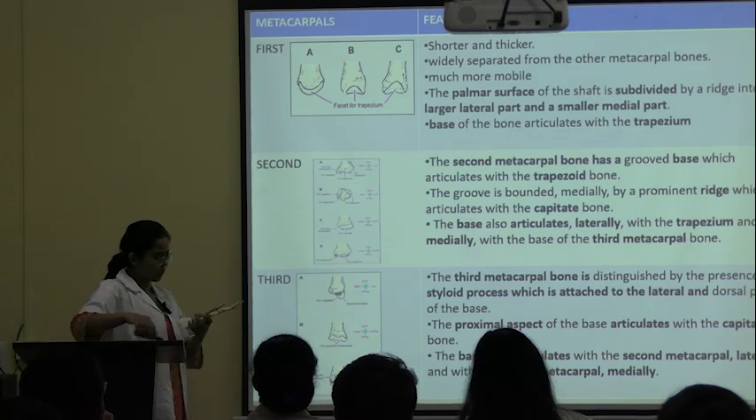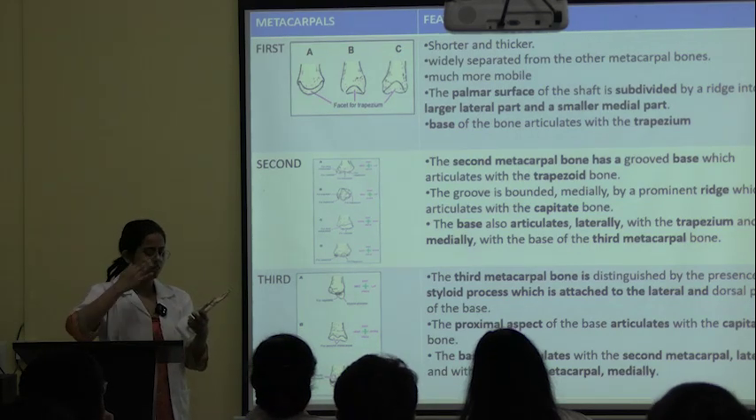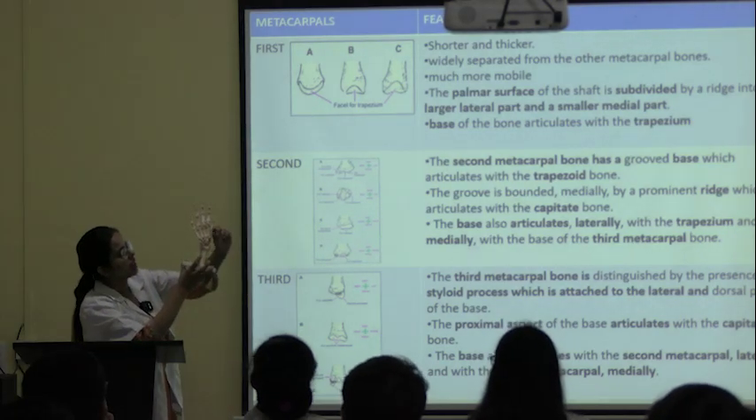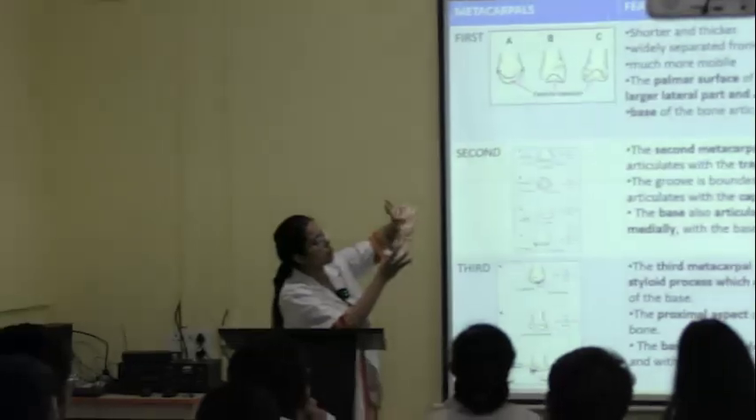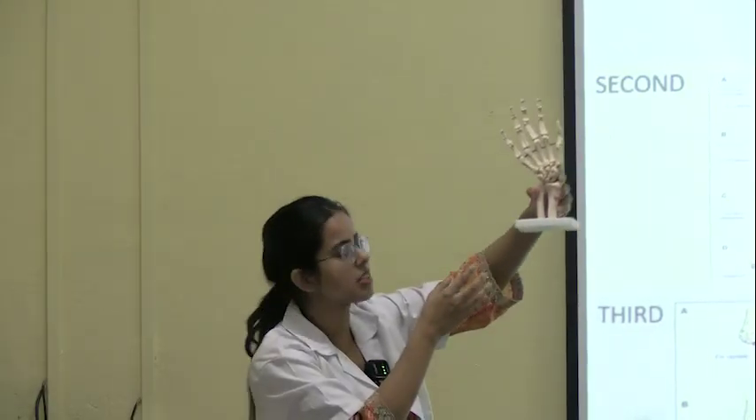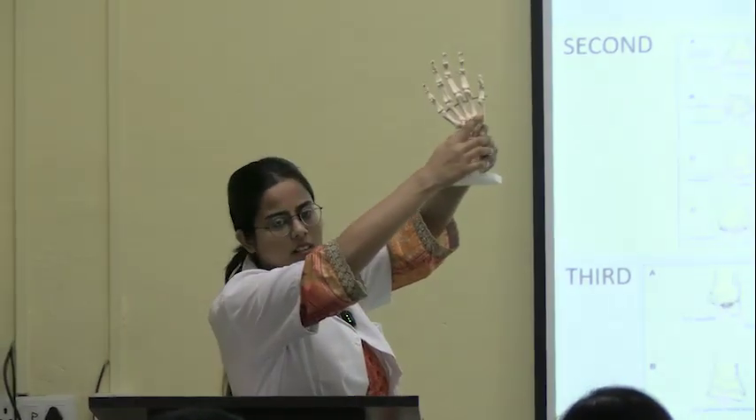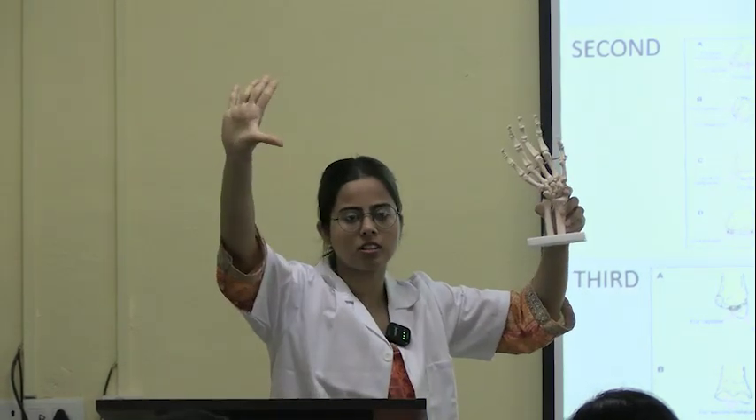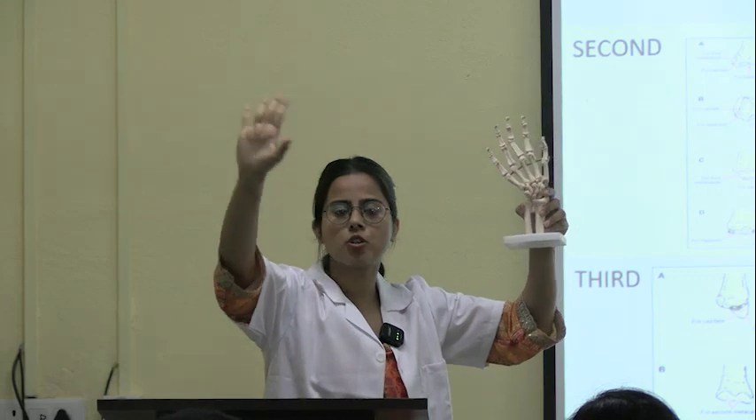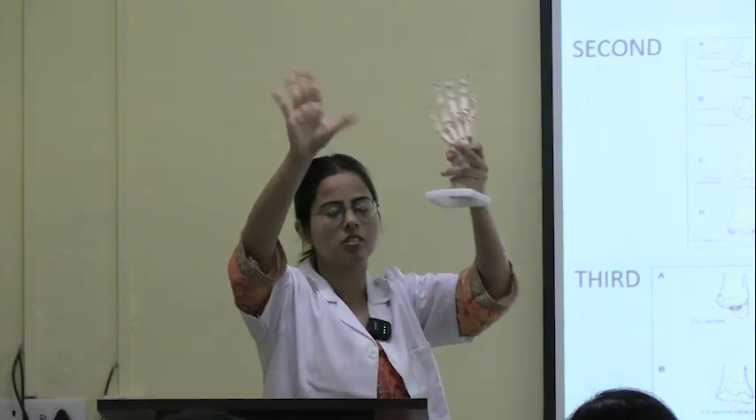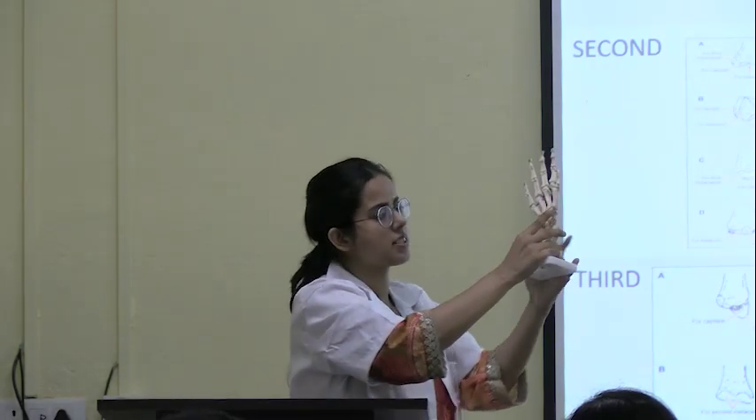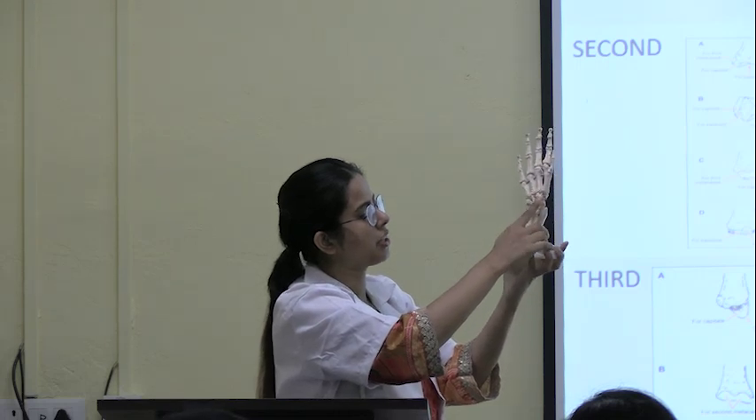Now, a little bit about each metacarpal. So, this is the first metacarpal. You can see that it is broad and thicker than the rest of the 4 metacarpals. And also it is very much mobile, and away from the other 4 metacarpals. And here it has a saddle shaped facet for articulation with this bone.